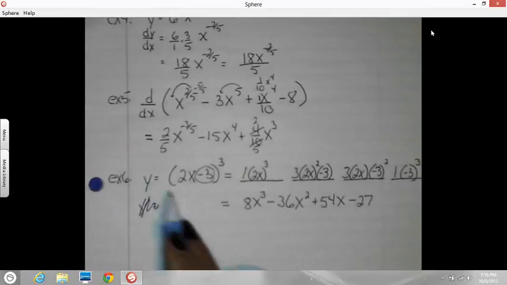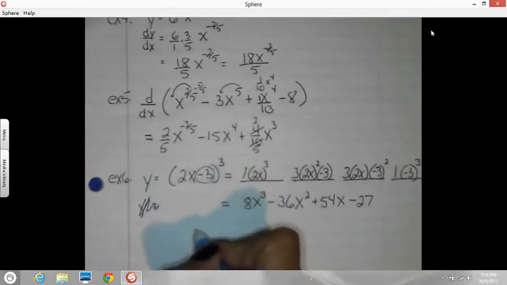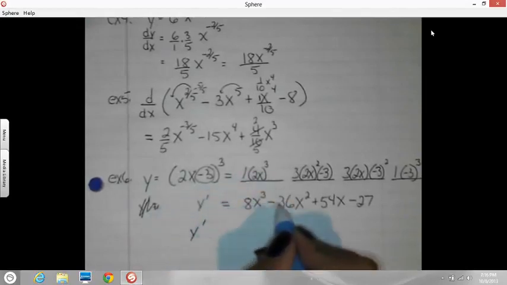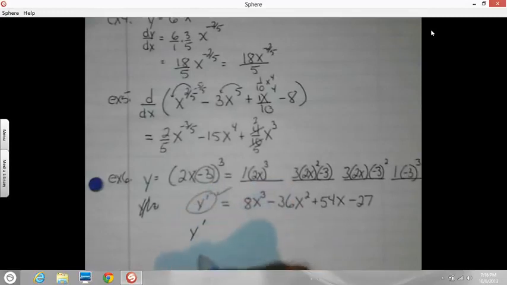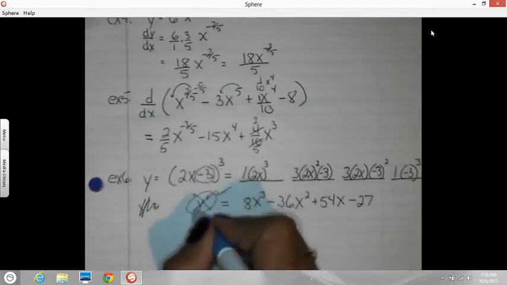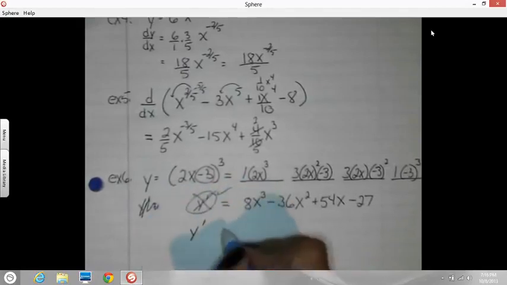Now that I know all of the terms for y, I'm ready for the derivative, so you got to tell me, now this starts the derivative. If you were to put y prime here, I would definitely take a point off on the test or quiz, because that is not the derivative. That's still the function of y, just expanded. So be careful on the notation. Now I'm ready for the derivative.